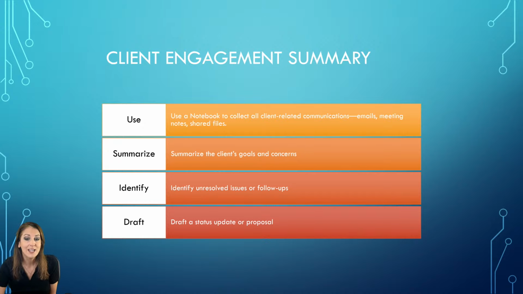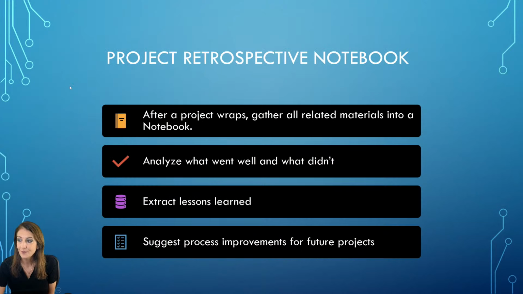You could also do a client engagement summary: use a notebook to collect all client-related communications, summarize the client's goals and concerns, identify unresolved issues or follow-ups, and you could put your proposals in here as well. Think about a project. You could have a notebook around a whole project, but this is just a very specific idea about a project retrospective. So after the project wraps up, you could put everything in there, even if you didn't use a notebook during the project, and figure out some lessons learned from the project, because it'll have things that went well and things that didn't.